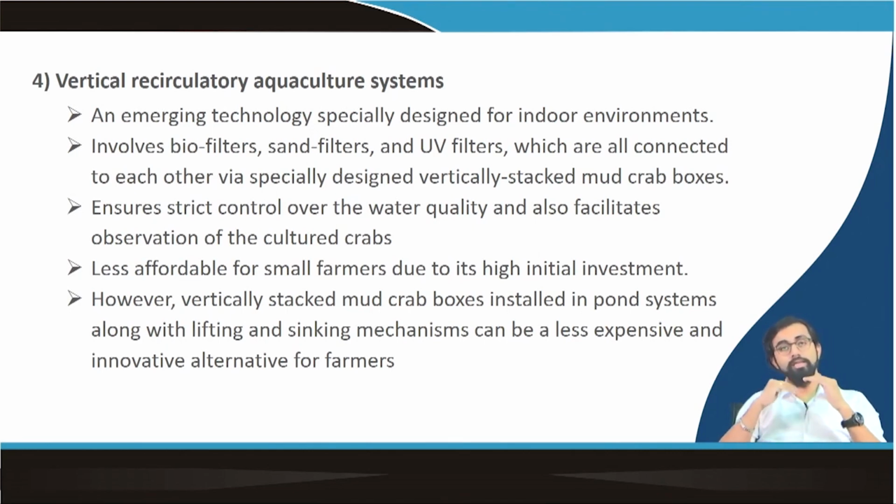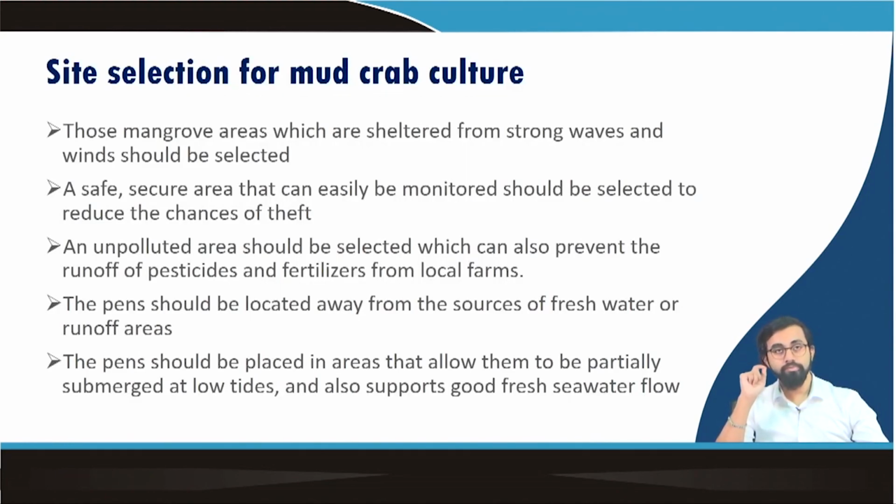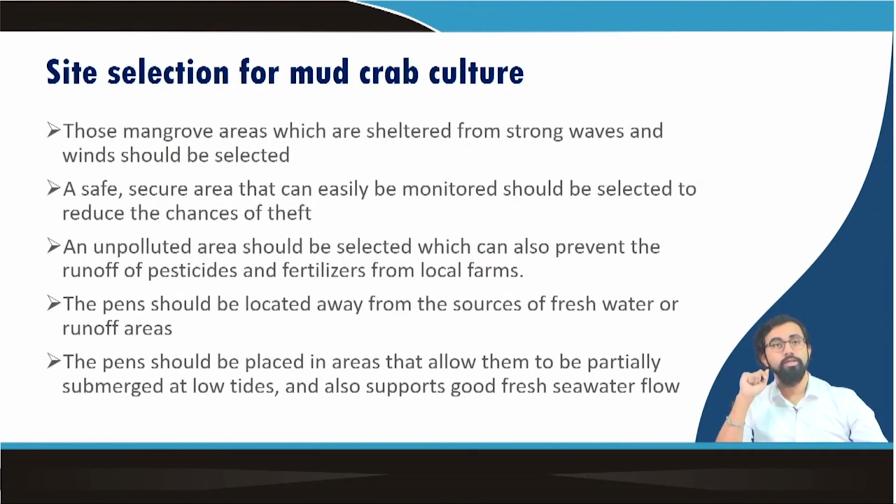In general, vertically stacked mud crab boxes installed in pond systems along with lifting and sinking mechanisms can be less expensive and innovative alternatives for the farmers. See, this is the vertical recirculatory aquaculture system type of mud crab box culture. All these boxes actually contain the crabs, and we have either vertical or maybe horizontal systems involved with it.